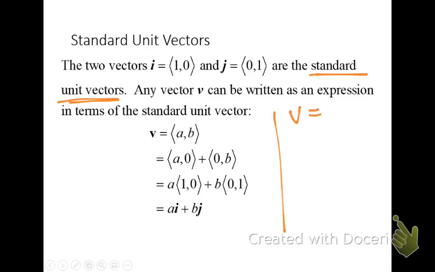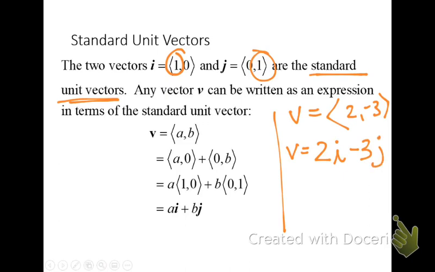The v that we had on our last problem was the vector 2, negative 3. I can rewrite v using i and j, because i has the one in the first component, which is like the x part of my vector. So I can write this out as 2i. And then that would be minus 3j, because j is the one that has the one in the second component. So I can write any vector out this way.